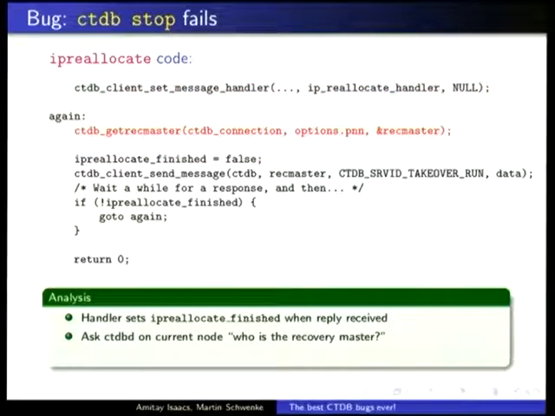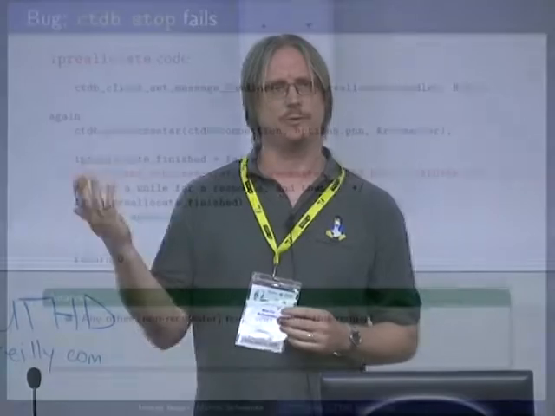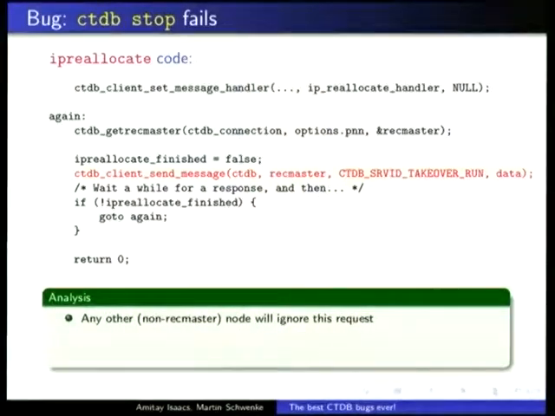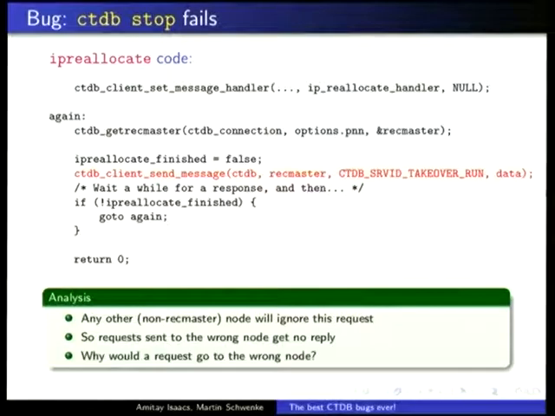Then we ask which node is the recovery master. And we get an answer. Then we ask the recovery master to do one of these takeover runs or IP reallocates. And what could possibly go wrong? Well, one thing is that if you send that message to a node that isn't the recovery master, it'll ignore the request. So, if we send the request to the wrong node, we get absolutely no reply.